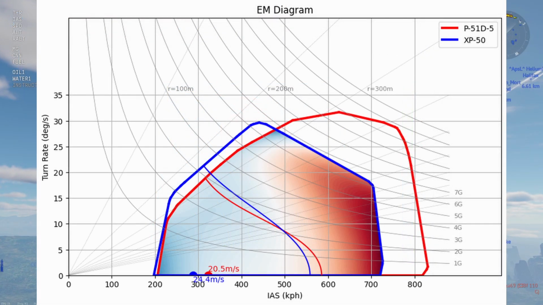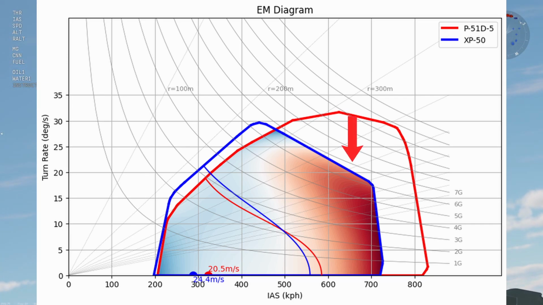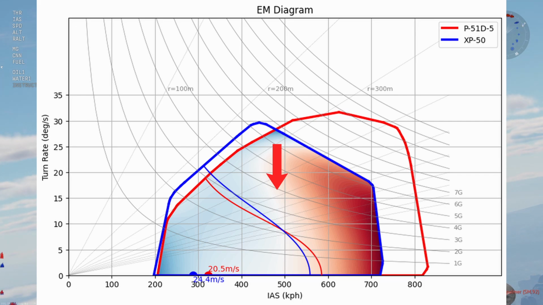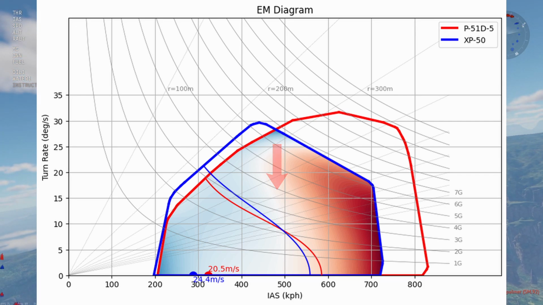Here you can see that the areas shaded in red are the areas where the P-51 has a higher specific excess power, and here are the areas shaded in blue where the XP-50 would have a higher specific excess power and so would have an energy advantage. In the middle here, where the color is paler, the difference is relatively minimal, and the darker the color, the bigger the difference in excess power.